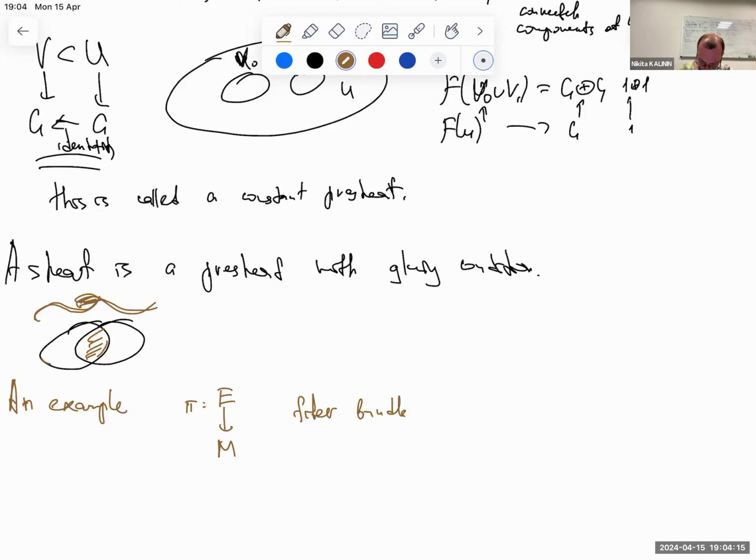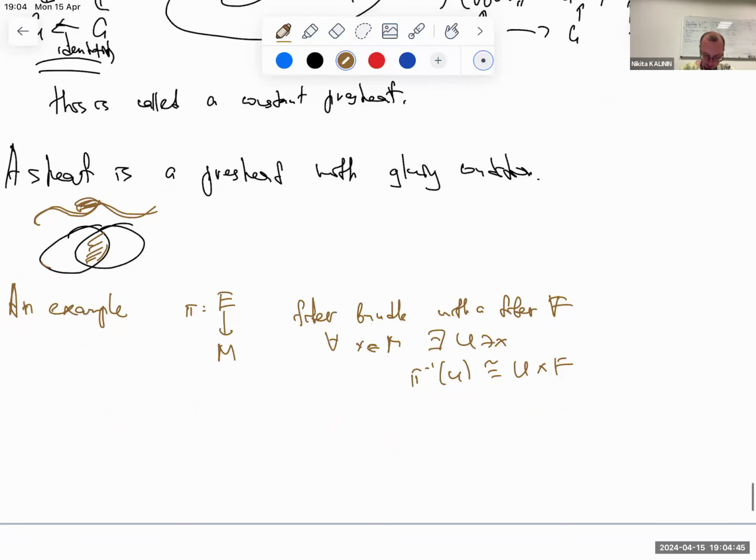It means that you have a fiber F. It means that for every point X in M, there is a certain neighborhood U of X such that pi minus 1 of U is homeomorphic to U cross F. So locally, it looks like a product with F. F may be a circle, maybe R1.